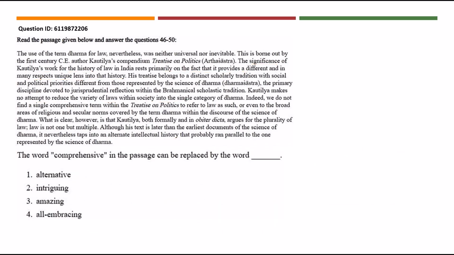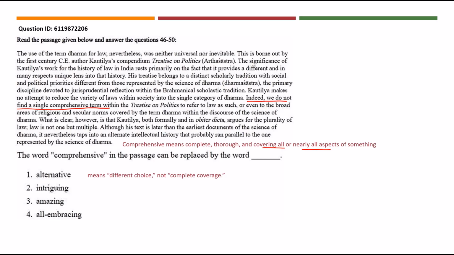Next question, the word comprehensive in the passage can be replaced by which word? Indeed, we do not find a single comprehensive term within the treatise to refer to law. Single comprehensive term means one term which will reflect the meaning of everything. So we can take comprehensive to mean complete, thorough and covering all or nearly all aspects of something. Alternative means different choice and it's not about complete coverage. So we will rule out 1.